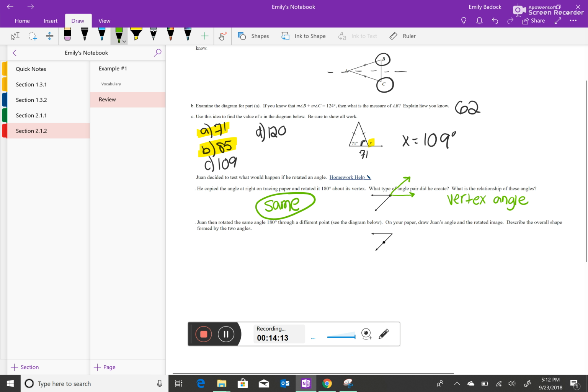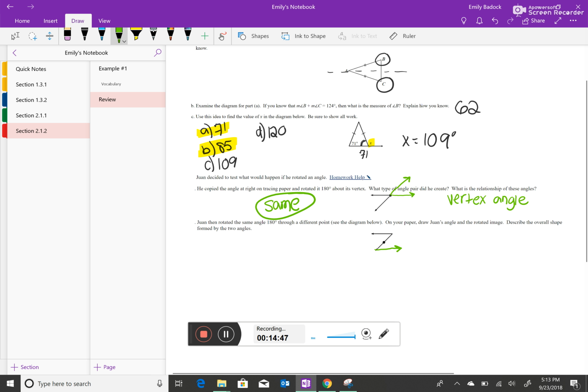And then finally, he wants to rotate the angle 180 degrees through a different point. So on your paper, trace his shape and rotate the image. Describe the overall shape. This one's going to be a little more difficult. For this one, all I did was draw this straight line this way. If I rotate this angle right here 180 degrees, it's just going to come right back up here. And if I rotate this one, it's going to come off like this.